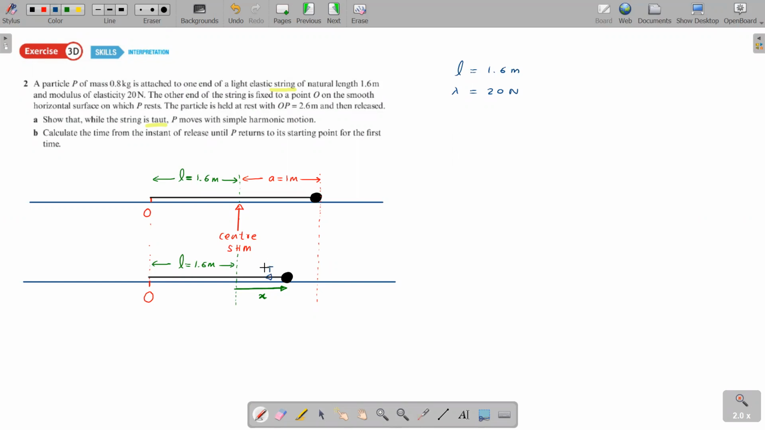You have tension. What else? That's all, right? Weight and normal reaction are acting vertically, so they will not make an impact. For the horizontal motion, only the tension. There's no friction. Therefore, we only have the tension.